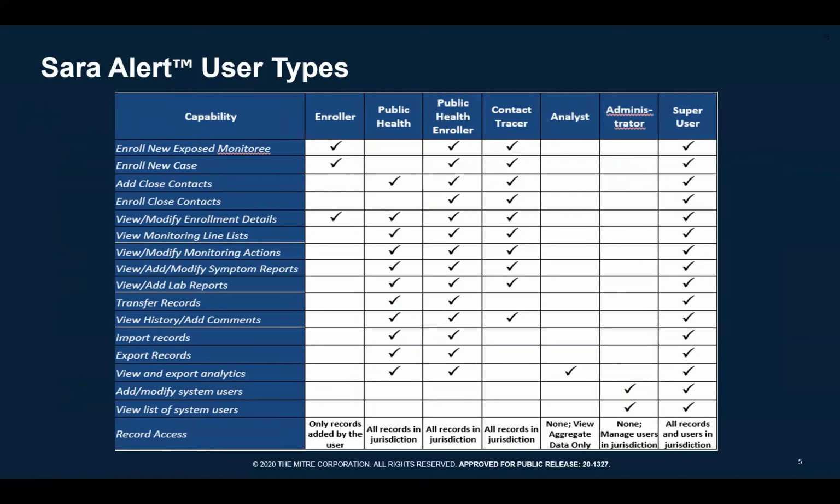Before viewing the remaining modules, I want to quickly give you a primer on the different Sara Alert user types or roles. The main user types are the enroller, public health user, the public health enroller, contact tracer, analyst, administrator, and the super user role, who is characterized as a trusted user who can perform all the capabilities of the various roles. This table is available in the Administrator Quick Start Guide, and a more detailed description of each role is in the user guide. We also have quick start guides available for each of these roles.